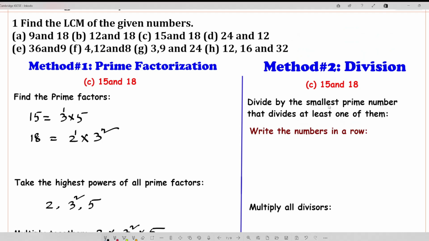Now the second method, which is the division method. So we have to divide by the smallest prime number that divides at least one of them. First we have to write the numbers in a row.